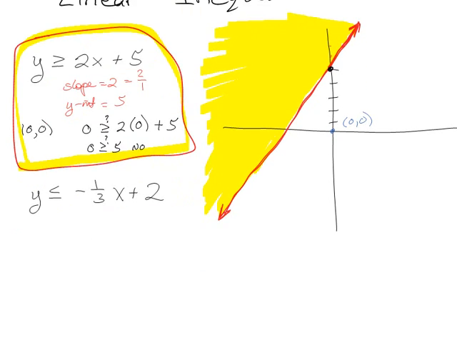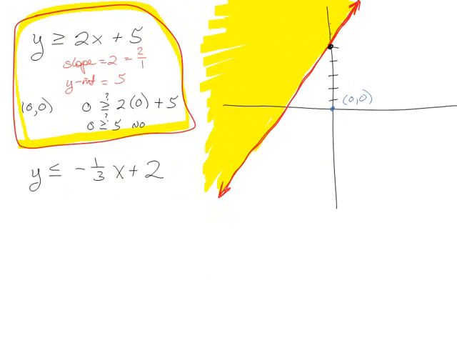Okay, so now let's try doing the other part. Let's do this guy. So this one, the slope is negative 1/3, and the y-intercept is 2. So the y-intercept's actually right here. The slope is negative 1/3, so I can say minus 1, down 1, and 3 over. 1, 2, 3 over.